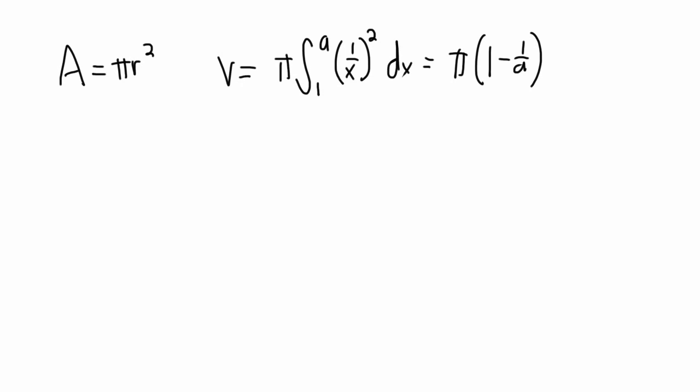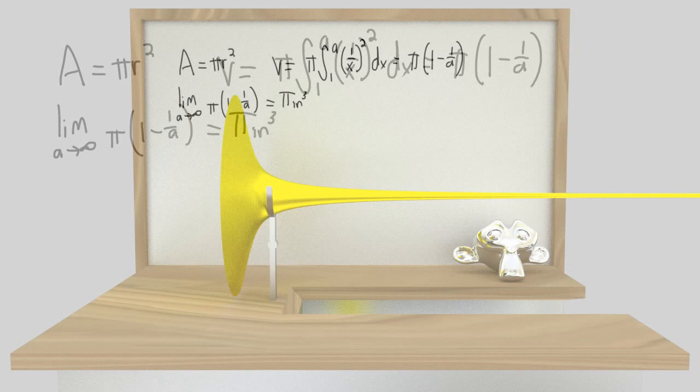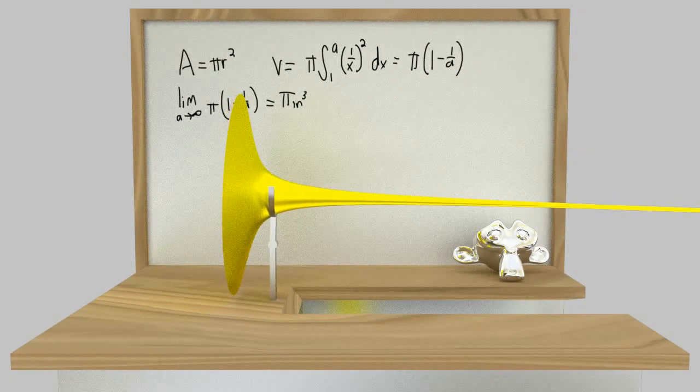So what we need to do is take the limit as a goes to infinity. So the limit as a goes to infinity of pi times 1 minus 1 over a is equal to pi cubic inches of paint. Oh good, Jonathan, do you have a pi cubic inch bucket of infinitely divisible paint lying around? Yeah, it's over here in the corner.